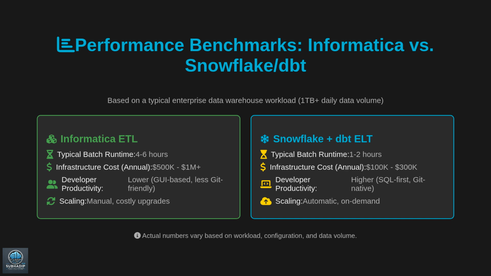In contrast, Snowflake and ELT reduces batch runtime to 1 to 2 hours, with annual infrastructure costs typically between $100,000 and $300,000. Developer productivity is higher thanks to its SQL-first and Git-native approach, and scaling is automatic and on-demand. Remember, actual numbers will vary based on workload and configuration.